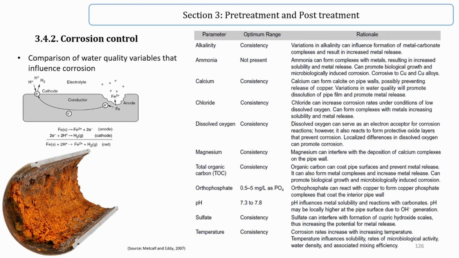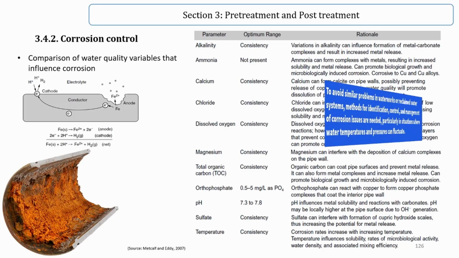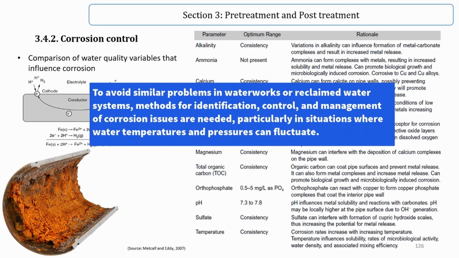Corrosion control. In the United States, utilities spend over $19 billion per year combating corrosion problems in drinking water distribution systems. To avoid similar problems in waterworks or reclaimed water systems, methods for identification, control, and management of corrosion issues are needed, particularly in situations where water temperatures and pressures can fluctuate.